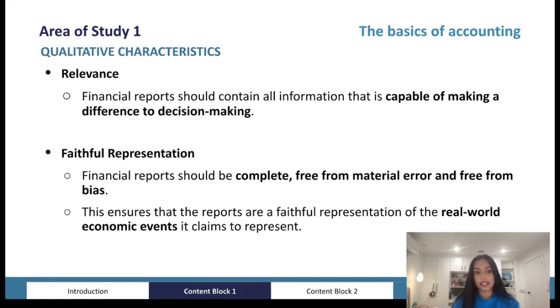And then, obviously, by doing this and by ensuring that your reports are complete, free from error, and bias free, this ensures that the reports are a faithful representation of the real world economic events. So basically, that just means it's more accurate. It's more accurate to the real life event that the report is representing.